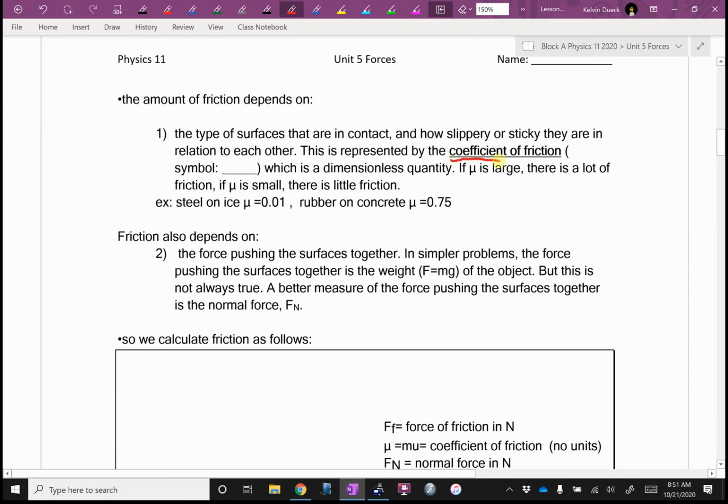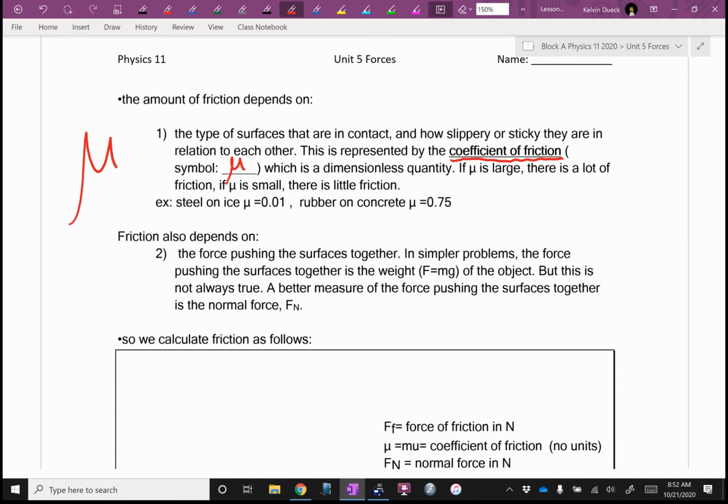That's underlined, but I'll underline it as well. The coefficient of friction has a symbol. The symbol is the Greek letter mu. This is the coefficient of friction symbol. It sort of looks like a lowercase m handwritten with a long tail. Okay? This is the symbol for the coefficient of friction. This is the symbol for stickiness or slipperiness.